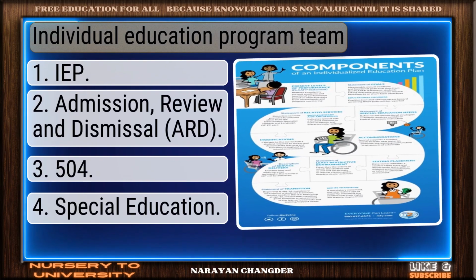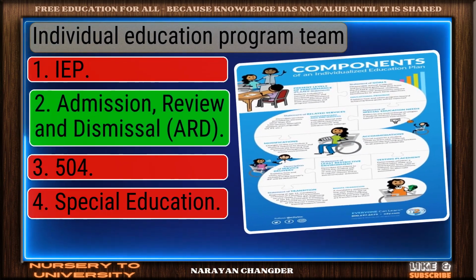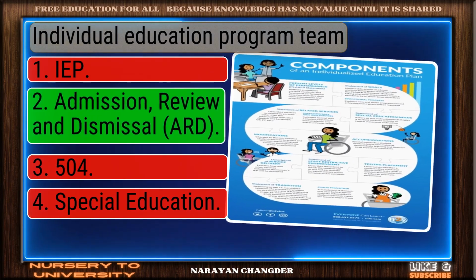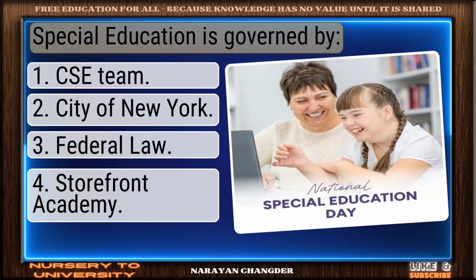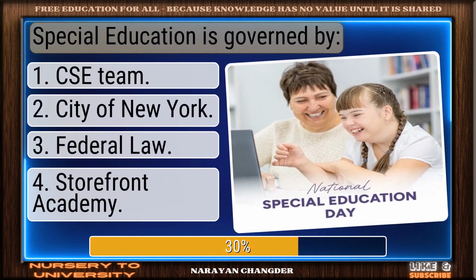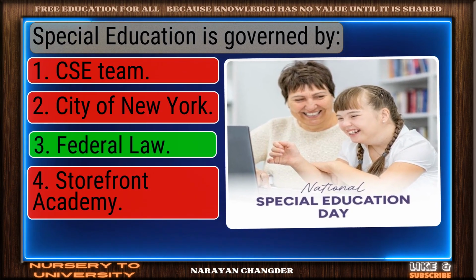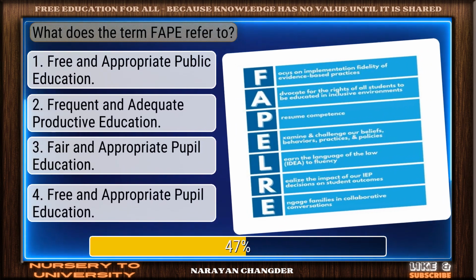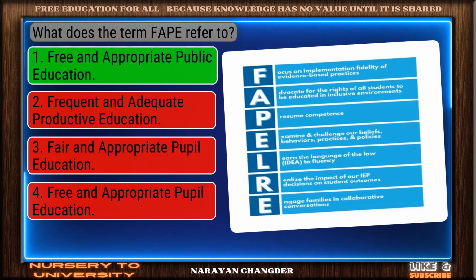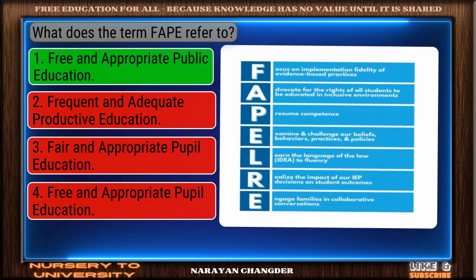Individual Education Program Team. Smart move. Admission, review, and dismissal is an accurate answer. Special education is governed by. Valid point. Federal law is true. What does the term FAPE refer to? You chose free and appropriate public education, and it is correct.